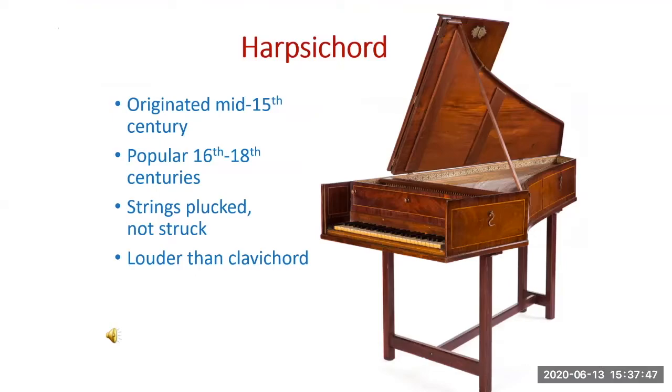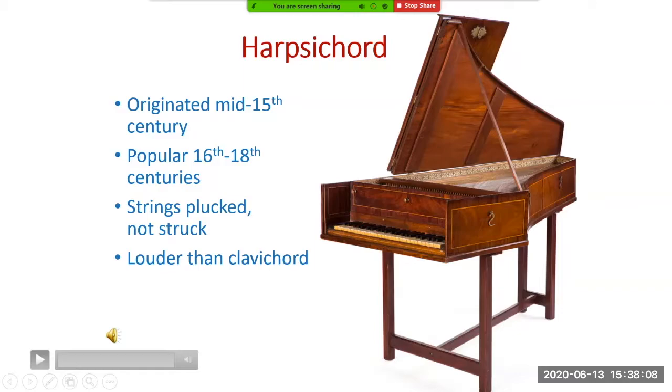So rather than have something hit the string, harpsichords had a little device, a bit like a plectrum, that would pluck the string when the key was struck, much in the same way as you use a plectrum or long fingernails on a guitar. And it's the plucking that gives this instrument its jangly quality. So here's an example from Henry Purcell's Suite No. 3 in G major.